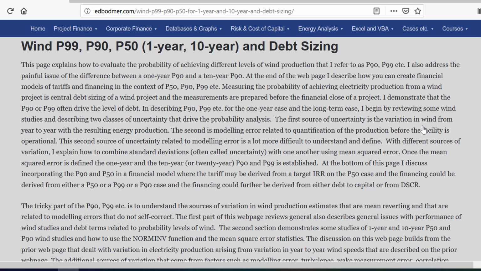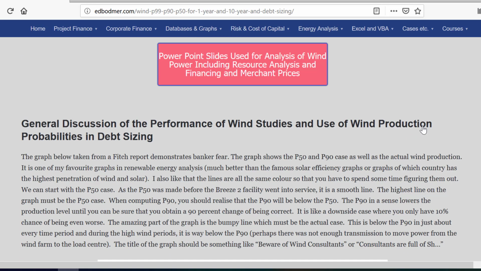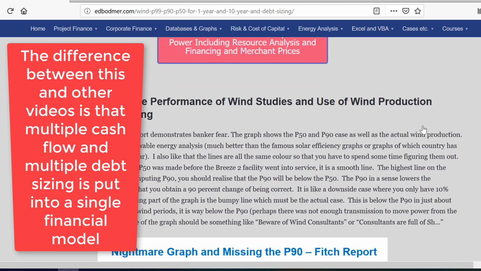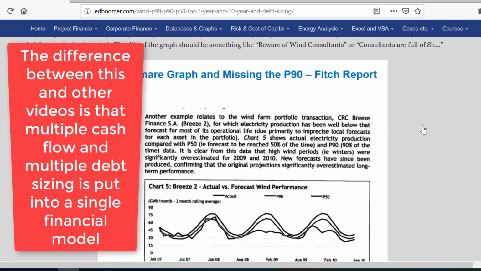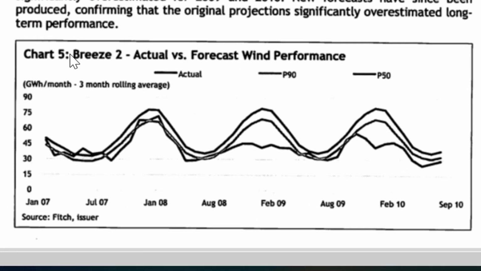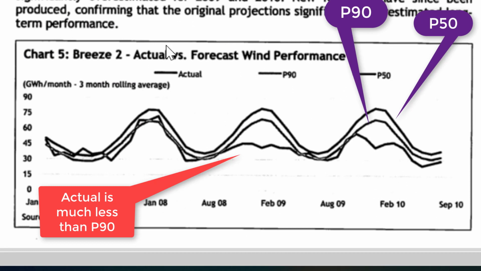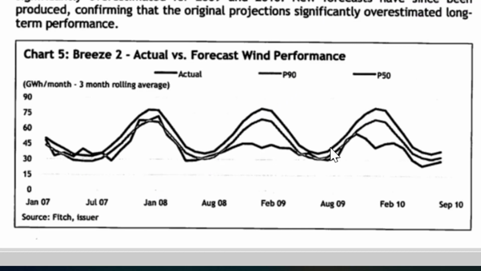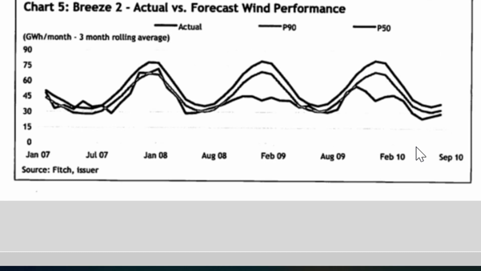I put a normal kind of introduction, and then I think I have some PowerPoint slides on the wind, and I began by putting my favorite little graph. This is almost my favorite graph in the world, I think. It shows the P50 at the top, and then the P90. That's supposed to happen once in 10 years, and then the actual, which is lower than the P90.